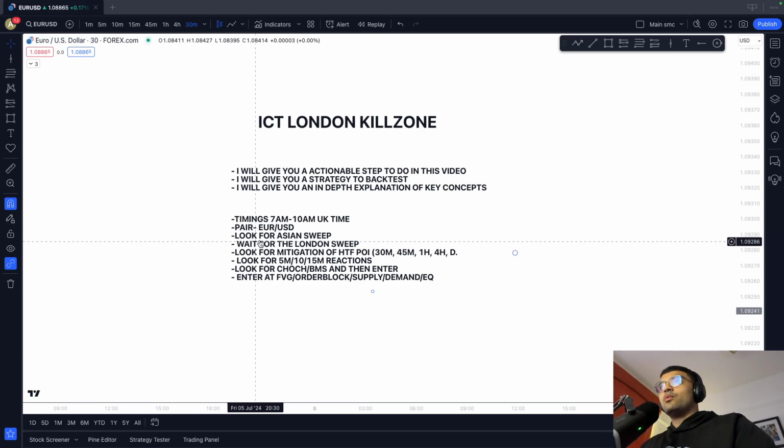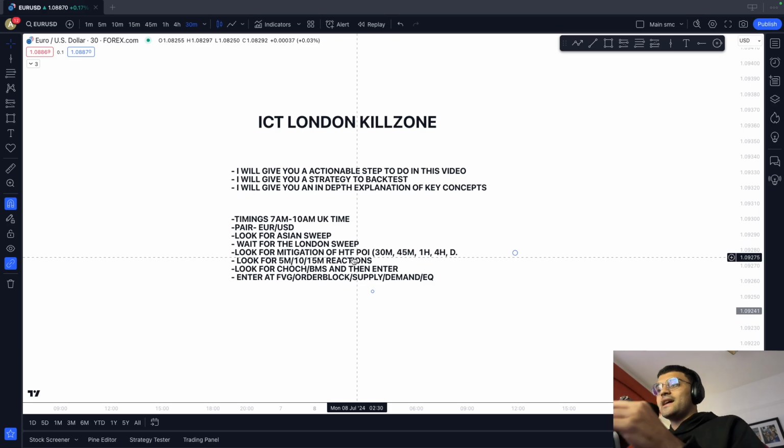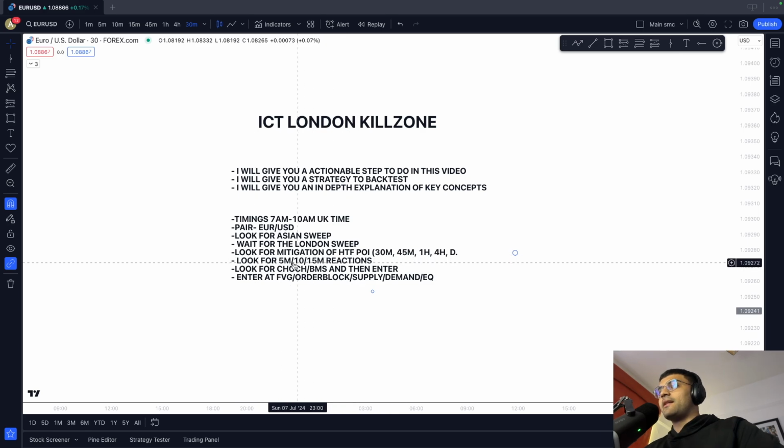And these are what we're going to be looking for: the Asian sweep, the London sweep, which I'll explain, the mitigation of a high time frame point of interest, and a look on a 5-minute, 10-minute, or 15-minute for possible reactions. Now you'll be looking for candlesticks, so engulfing candlesticks, dojis, things like that, on a 5, 10, 15. Then we're going to look for a CHoCH or a market structure shift on the lower time frames, 5-minute or 1-minute, and we enter at any one of these, but that is up to you to decide.